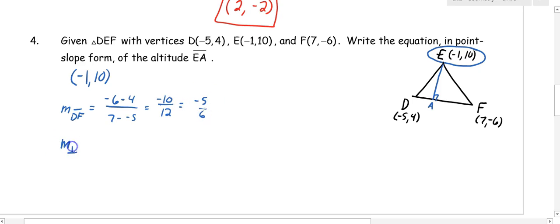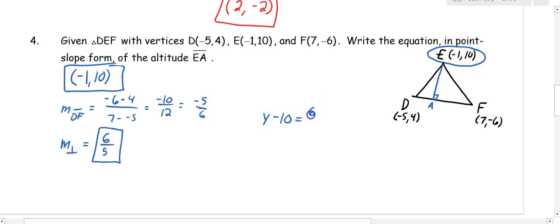So the perpendicular slope is the opposite, so because this was negative, it's going to be positive, and then we're going to flip the numerator and the denominator, so our slope is 6 over 5. We're going to use the slope 6 over 5 and the point negative 1, 10 to write our equation in point slope form. So point slope form is y minus the y coordinate 10 equals our slope 6 over 5 times x minus the x coordinate. But because the x coordinate is negative, it's going to become a plus 1.